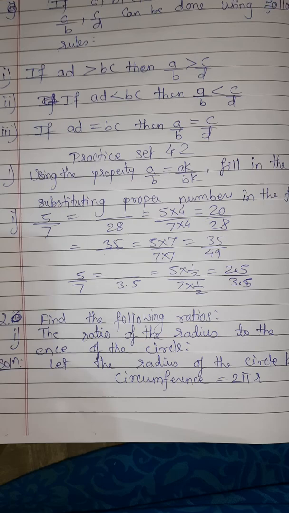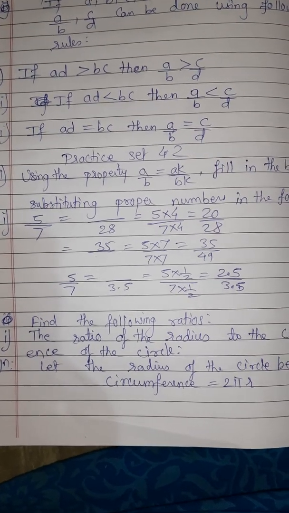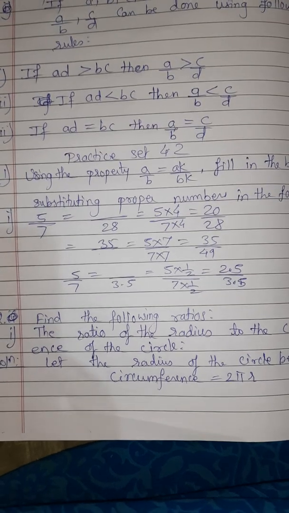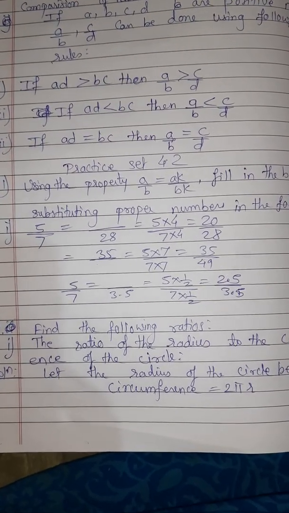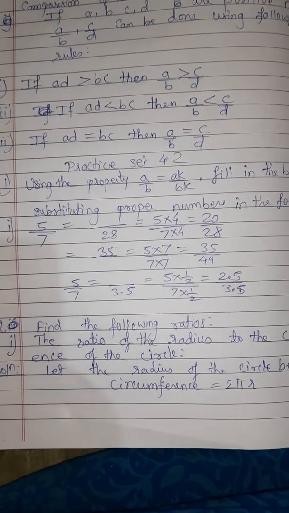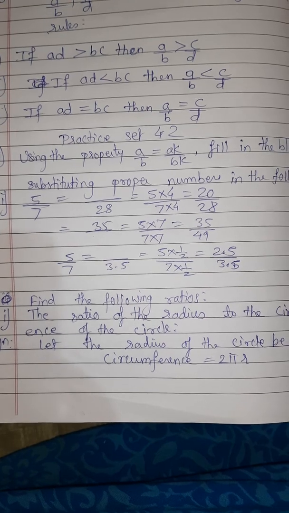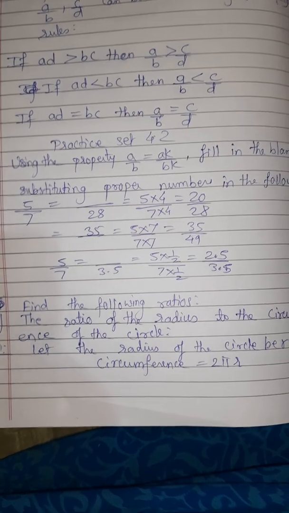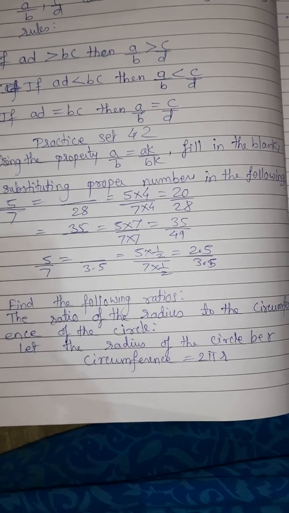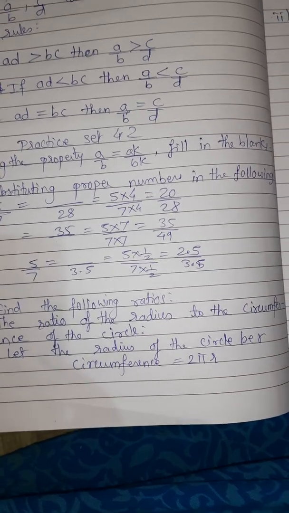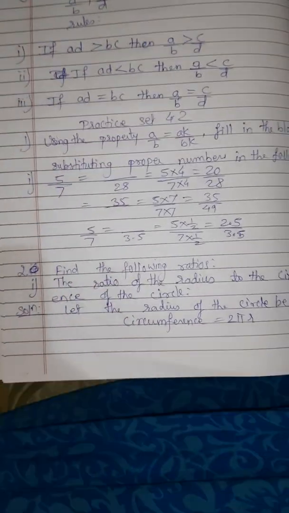In the same manner, in the second one, the numerator is given as 35 and we have to find the denominator. For 35, 5 into 7 we got 35, so 7 into 7 we got 49. In the same manner, 5 upon 7 is equal to blank upon 3.5. Here 3.5 is given, so we multiply both terms by half. So we will get 2.5 upon 3.5. In this way we are filling the blanks.